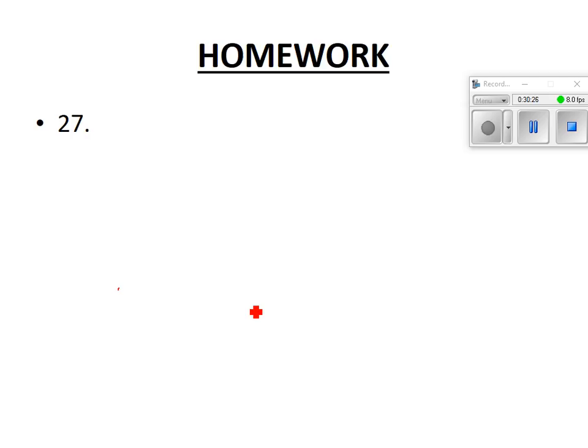Number four. What do you have to do to find the standard deviation? Square root of the variance. That's how they're related. Neither one of them can be negative. If you come up with a negative standard deviation or a negative variance, you screwed up.